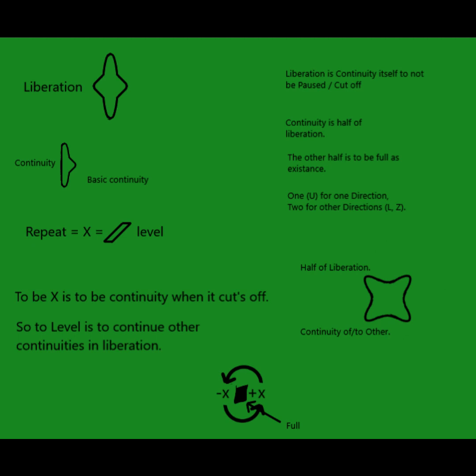The basic continuity is the continuity of the same continuity you're at, and the other half of liberation is continuity to another continuity. The basic continuity is drawn as exactly half of the symbol of liberation, and the symbol of continuity to other is drawn as something else. It is such as a circular X, a wide spread circular X.